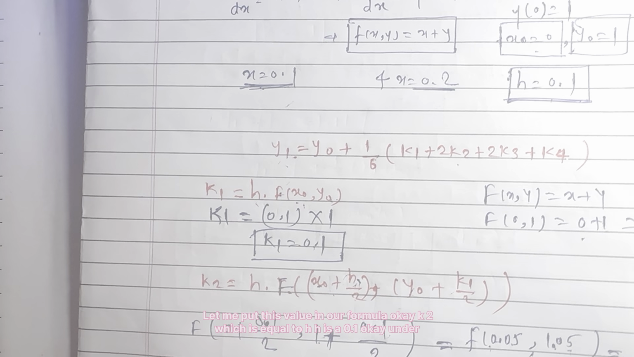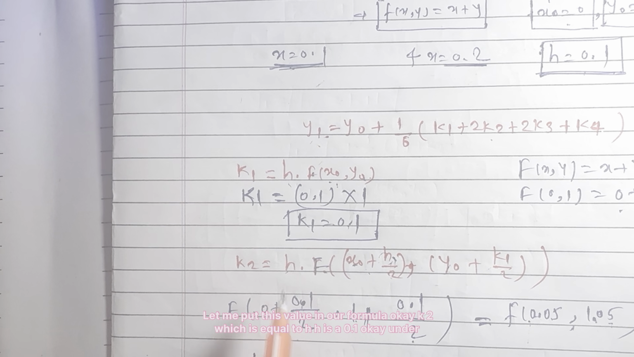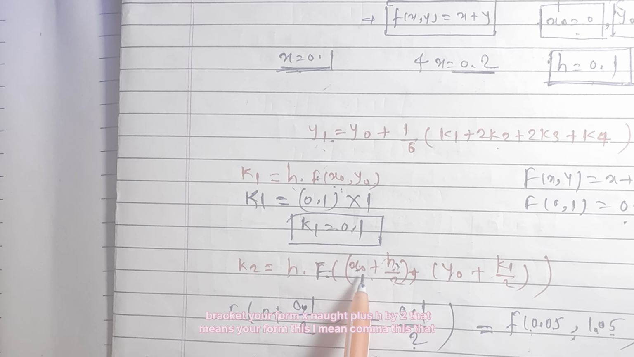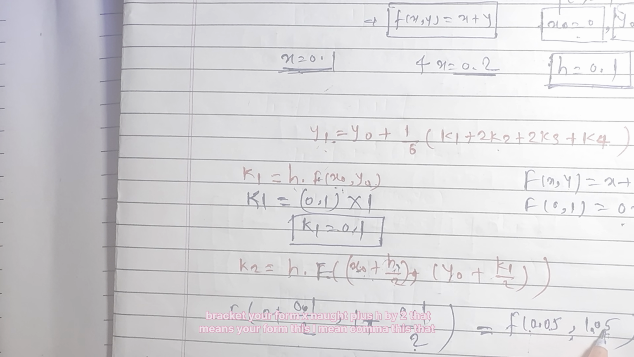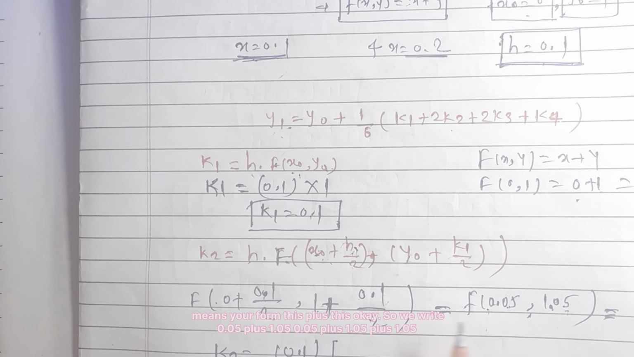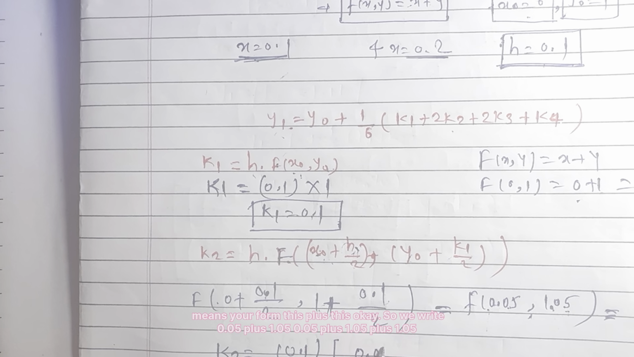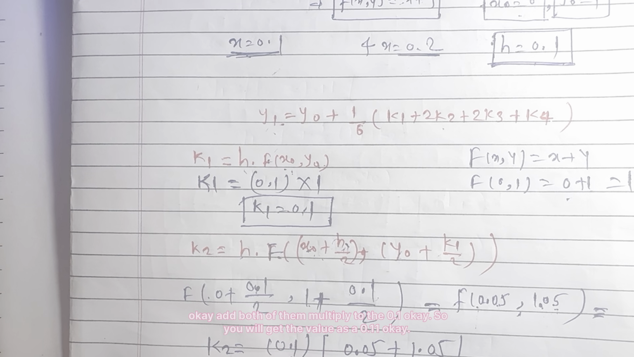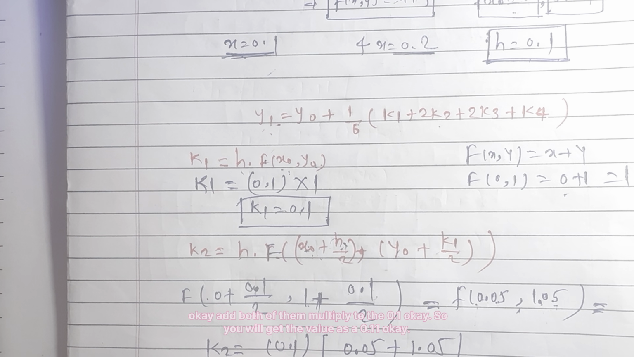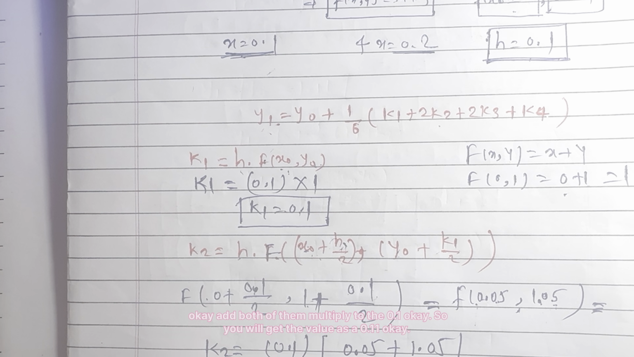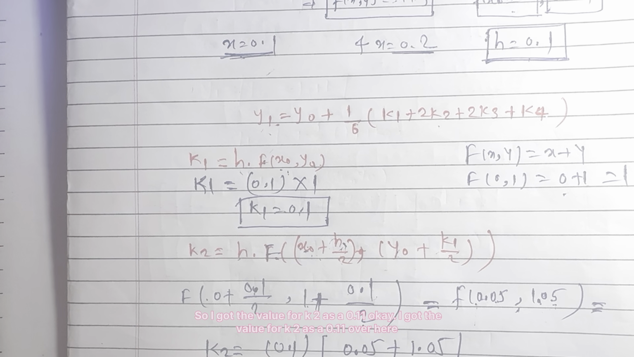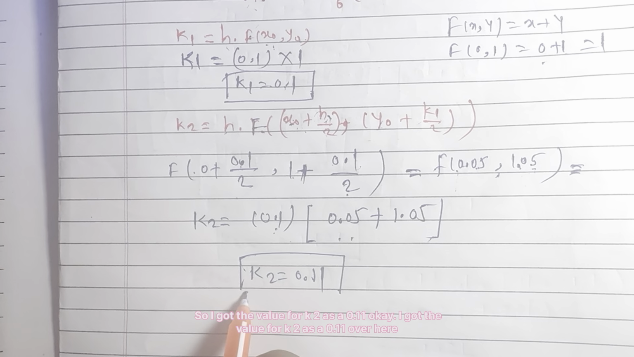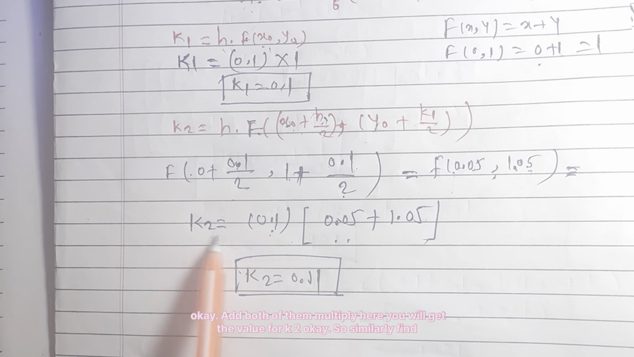Let me put this value in our formula. k2 is equal to h, which is 0.1, under bracket f of x naught plus h by 2, that means f of this comma this, so f of this plus this. So we write 0.05 plus 1.05. Add both of them, multiply by 0.1, and you will get the value as 0.11. So I got the value for k2 as 0.11.